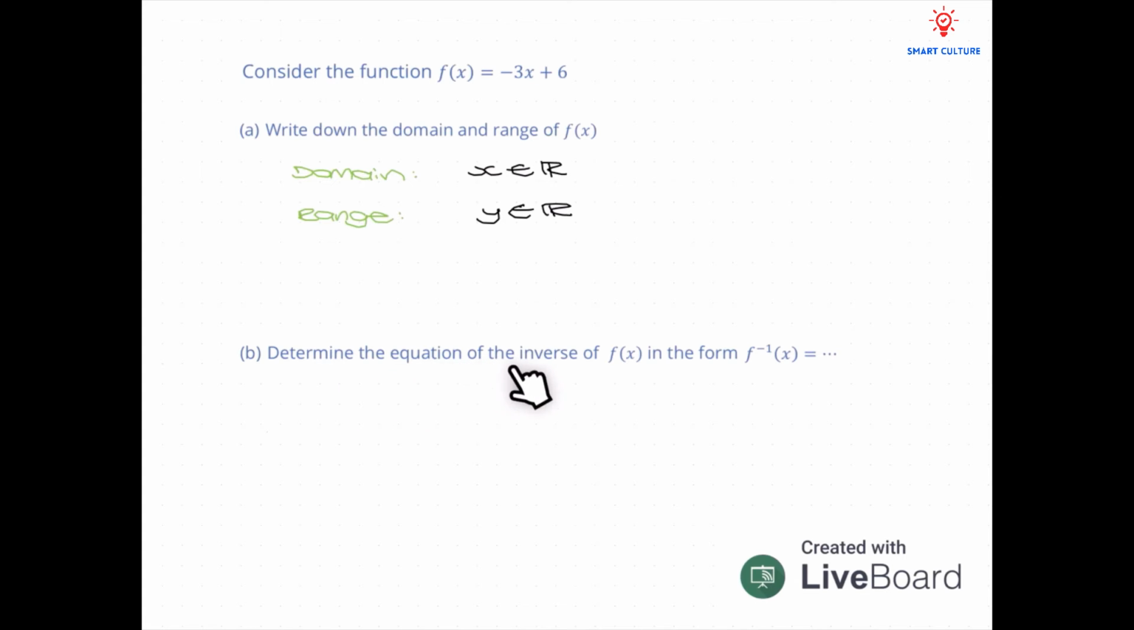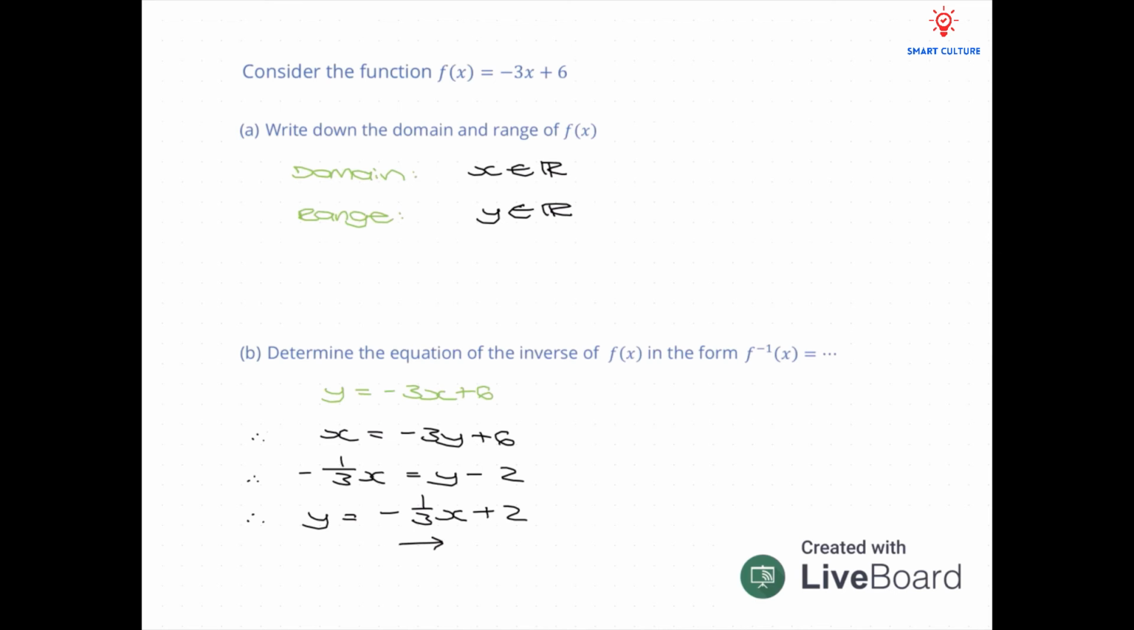Then for b, we have: determine the equation of the inverse of f of x in the form f to the minus 1 of x. So we know that our equation is y is equal to minus 3x plus 6. Like we did in the previous question, I'm just going to flip those around to get the inverse. So you have x is equal to minus 3y plus 6. Simplify, so I'm going to divide through by minus 3. So you have minus a third x is equal to y minus 2. And then I'm going to make y the subject of the formula. So you have y is equal to minus a third x plus 2. They asked us to give our answer in the form f to the minus 1 of x is equal to, so that would be equal to minus a third x plus 2.